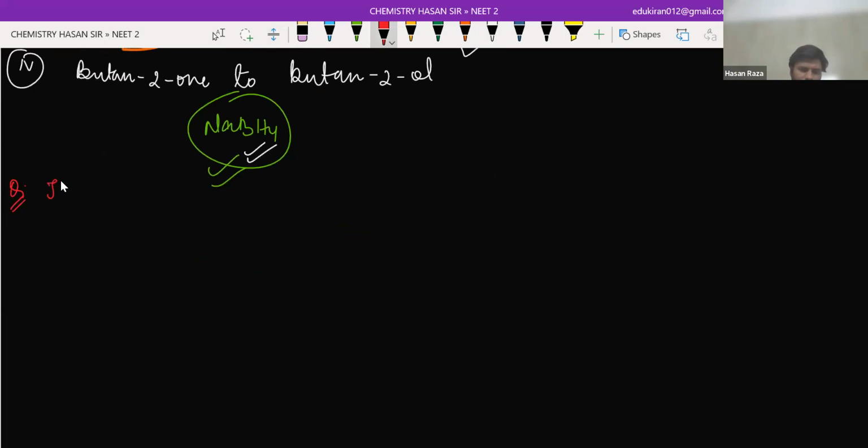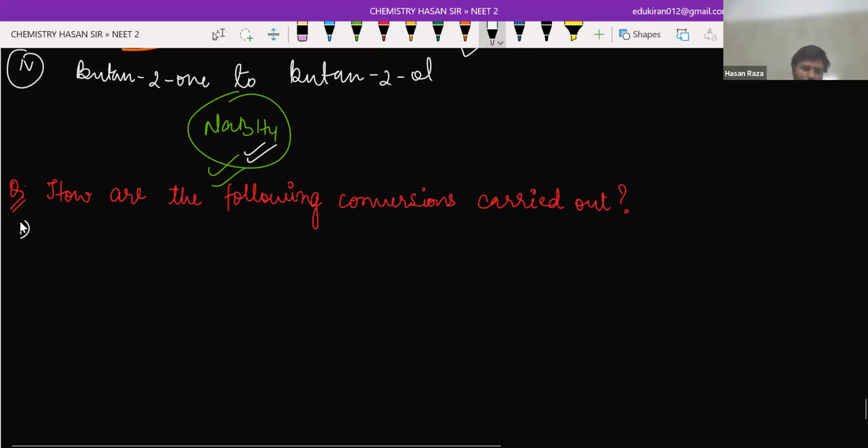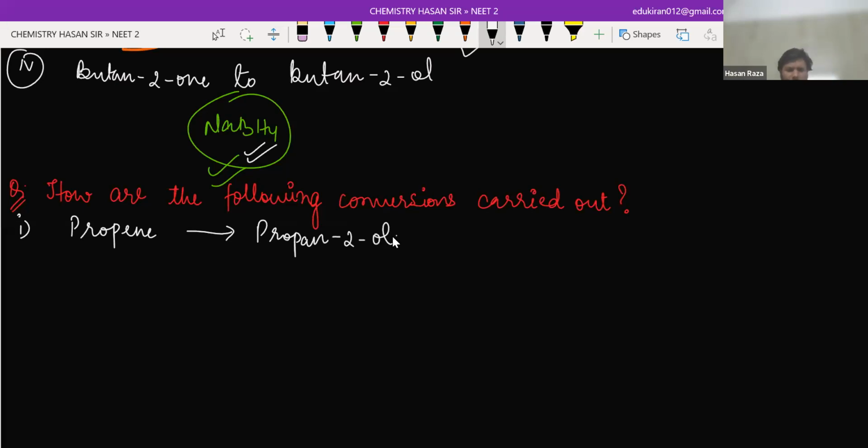Question. How are the following conversions carried out? The first one is you are going to convert propene to what? The first one is very easy. I think both of you can easily do it.